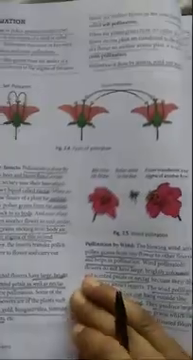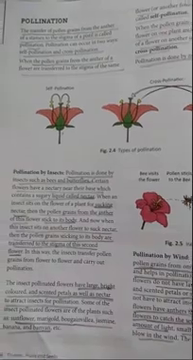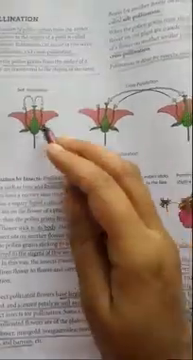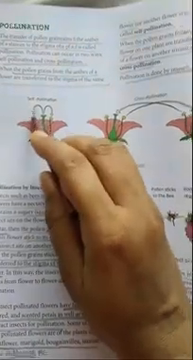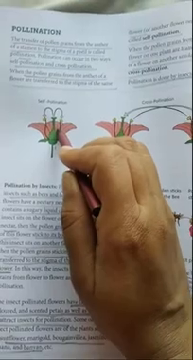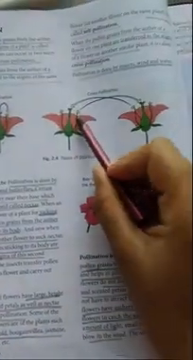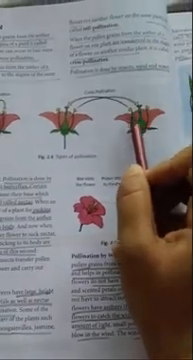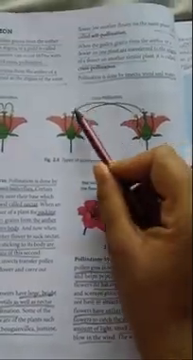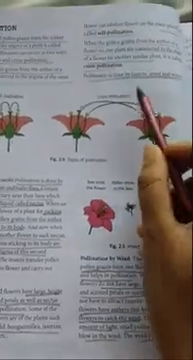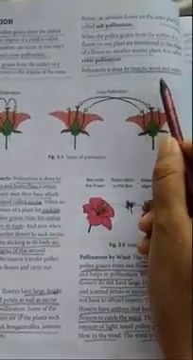Now turn back to page number 28. Pollination is basically of two types: self-pollination and cross-pollination. In self-pollination, what is happening? The pollen from the anther is transferred to the stigma of the same flower. In cross-pollination, the pollen from the anther of one flower is transferred to the stigma of another flower. This is known as cross-pollination. Pollination is also done by insects, wind and water.